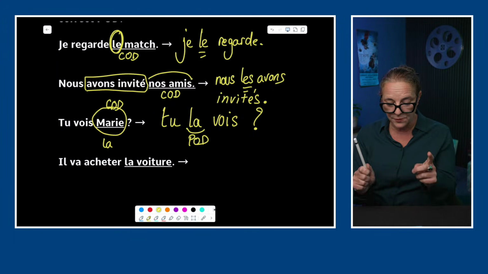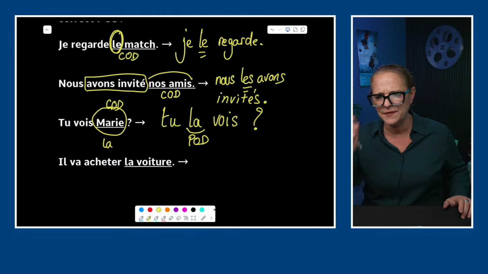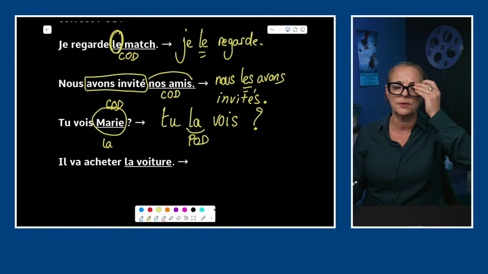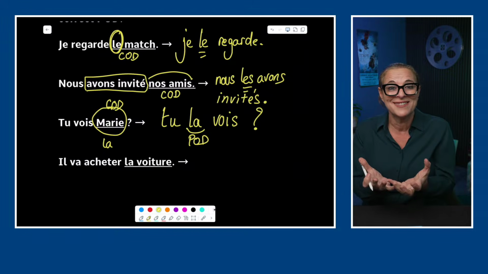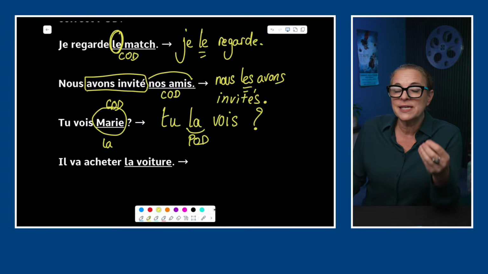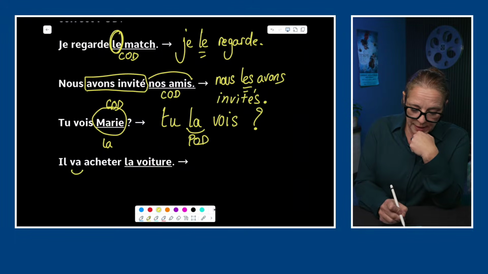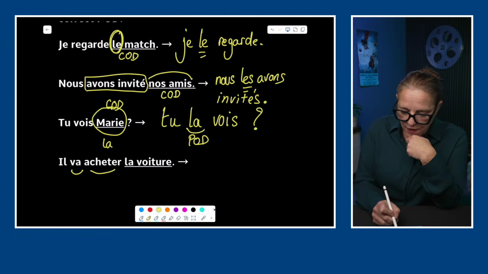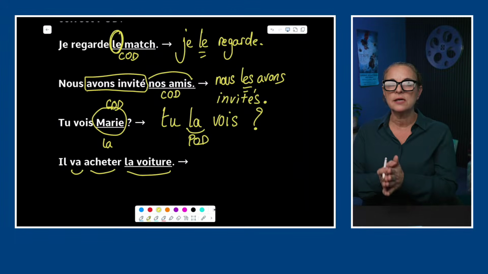Now the next one, which we are going to finish with, and then, do I have time to explain? No, I don't have time to explain the indirect object pronoun, but that can be another lesson, can't it? Il va acheter la voiture. So, he's going to buy the car. How do we, here, going to say, he's going to buy it?